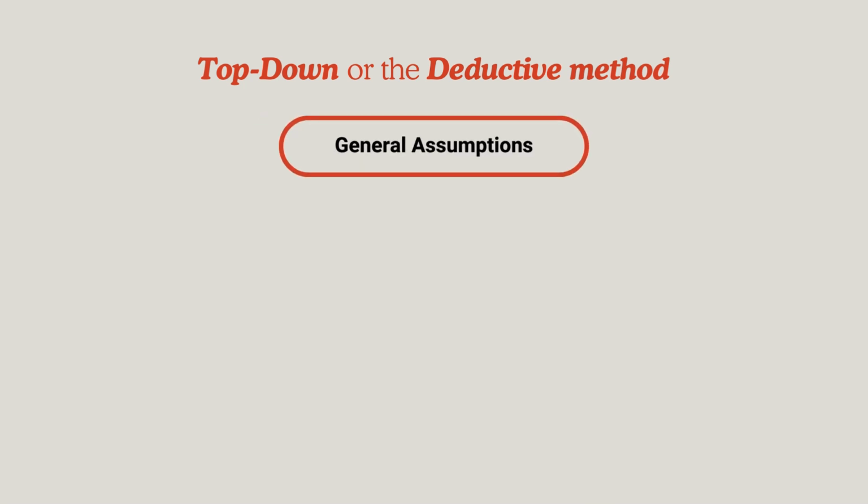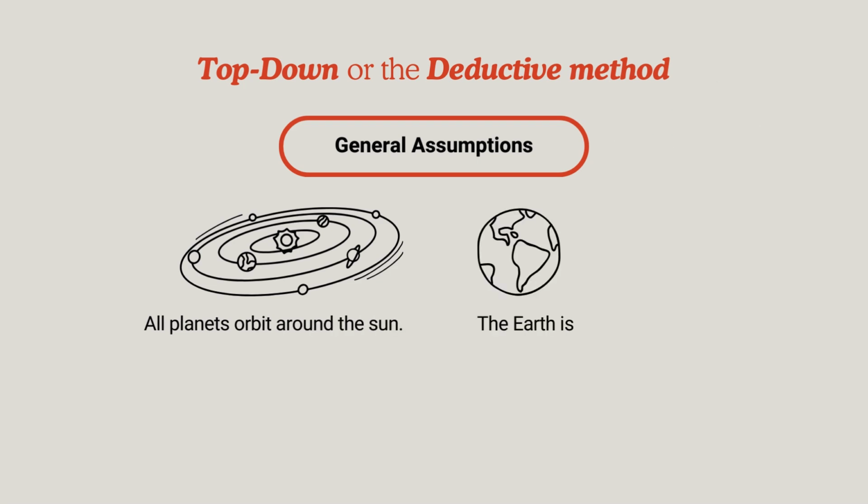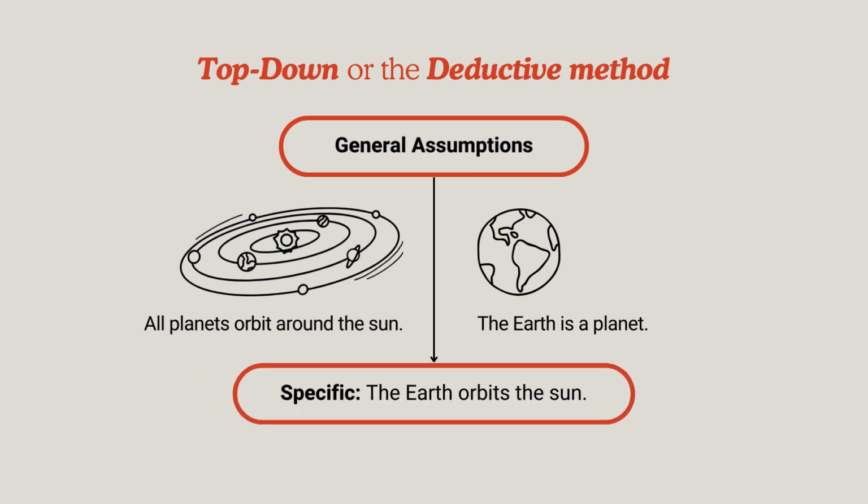You have two general assumptions. The first one is, all planets orbit around the Sun. Then the second one is, the Earth is a planet. Based on these two premises, we can conclude that the Earth orbits the Sun. This is both logically correct and logically sound.